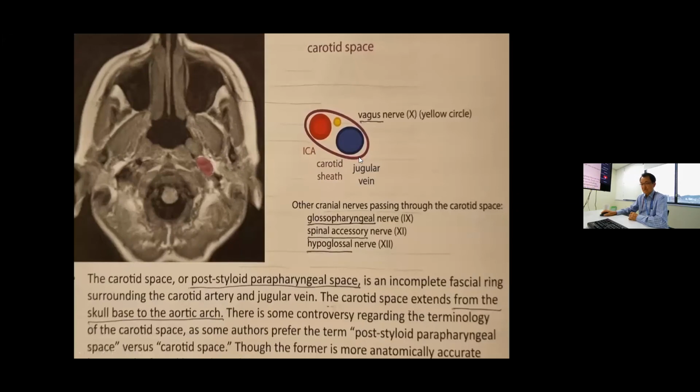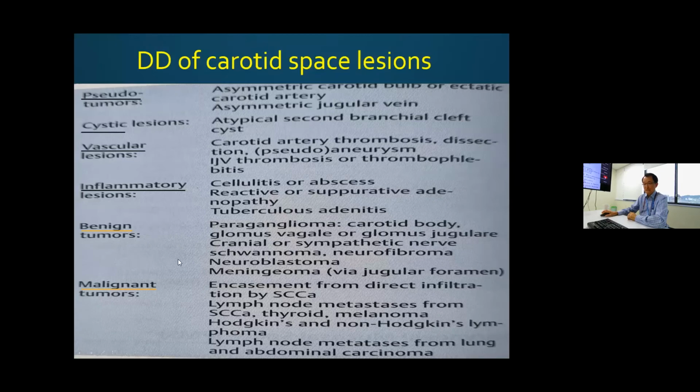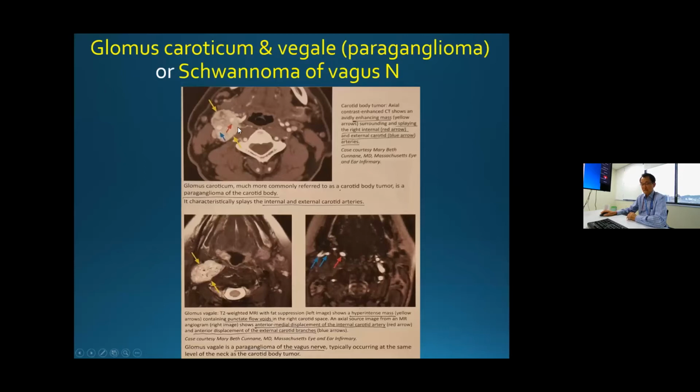In the carotid space, the vagus nerve, the 10th cranial nerve, runs, and the ninth and 12th nerves are here. So in the carotid space, again, squamous cell tumor, but also paraganglioma, this is a carotid body tumor, glomus tumor, that's what you have to think about. This kind of case is a bit too big, but this is the carotid space, enhanced, that's a glomus tumor. But because the tenth nerve runs here, you have to think also of schwannoma of the vagus nerve on that occasion.